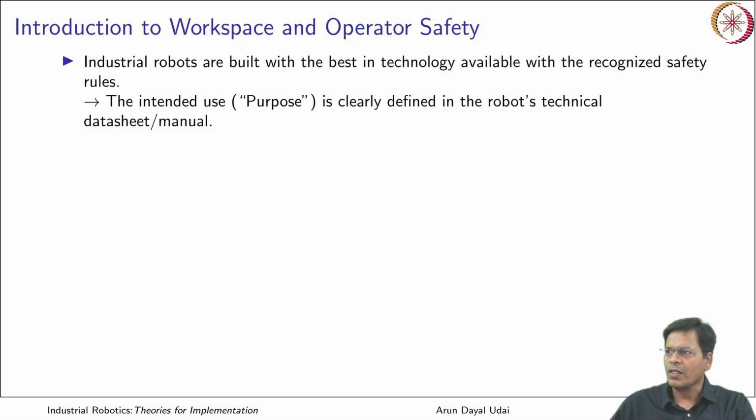Okay, the intended use, that is the purpose of the robot, is clearly defined in the robot's technical data sheet or the manual. This we have discussed earlier also while we were discussing the technical specifications of the robot. So as per ISO standard, this is to be mentioned. If it is a welding robot, a painting robot, or whatever the purpose is, that should be clearly mentioned in the data sheet of the robot.